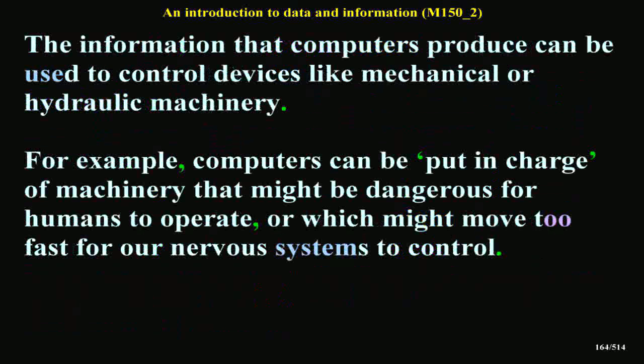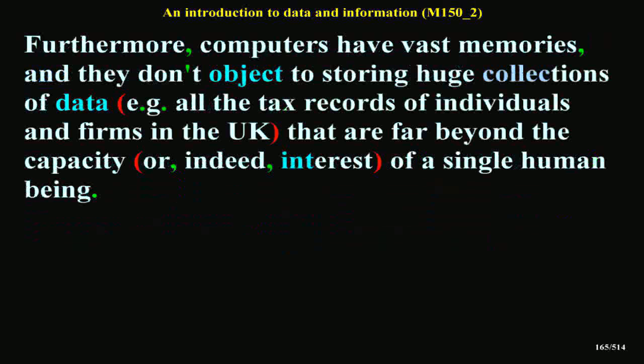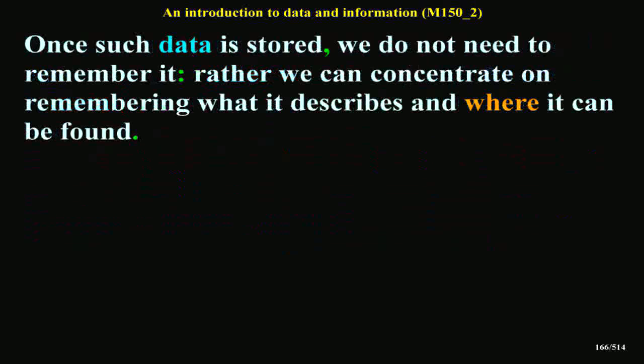For example, computers can be put in charge of machinery that might be dangerous for humans to operate, or which might move too fast for our nervous systems to control. Furthermore, computers have vast memories, and they don't object to storing huge collections of data, e.g. all the tax records of individuals and firms in the UK, that are far beyond the capacity or, indeed, interest of a single human being. Once such data is stored, we do not need to remember it. Rather, we can concentrate on remembering what it describes and where it can be found.